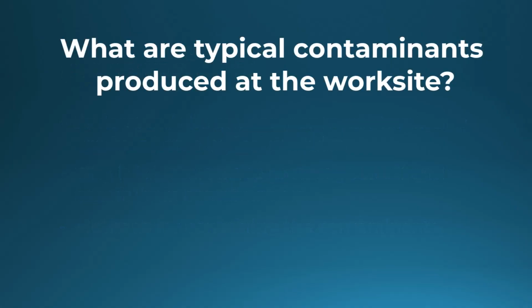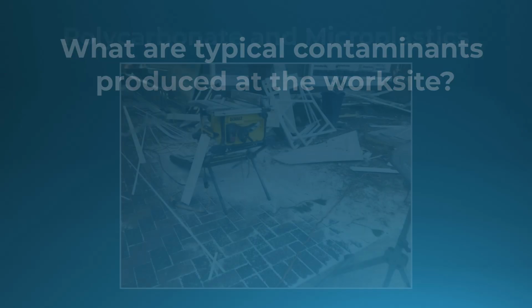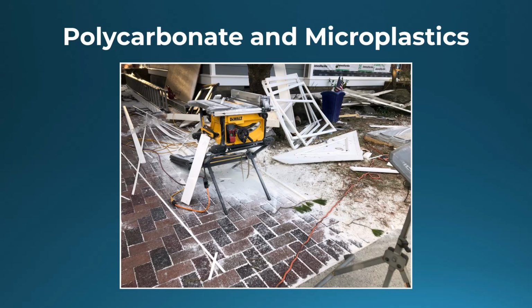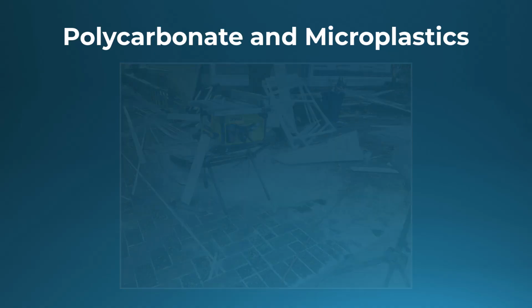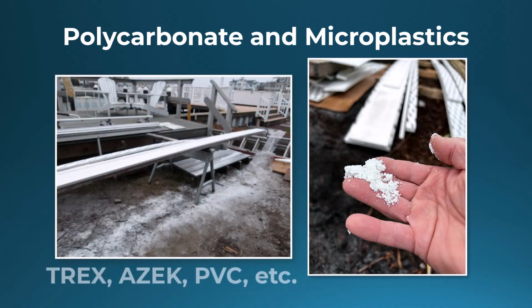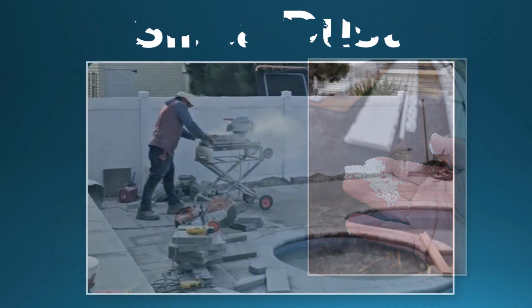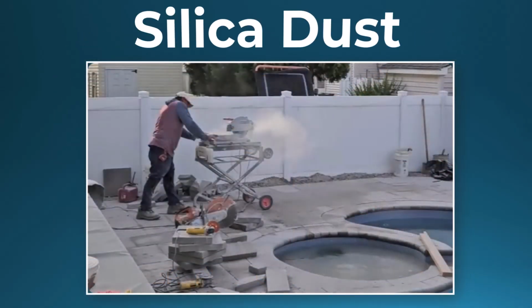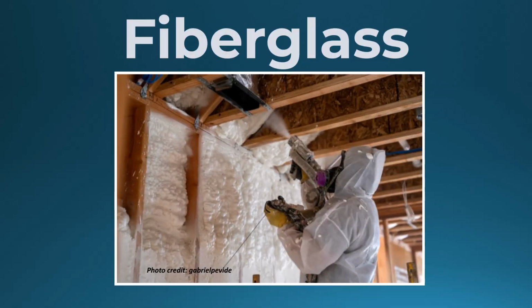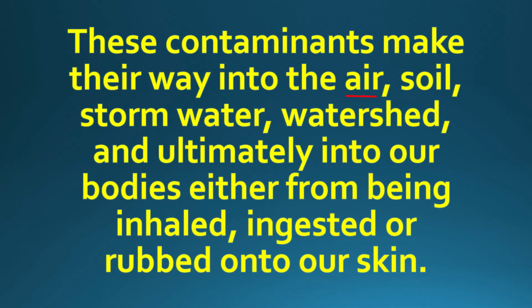So, what are typical contaminants produced at the work site? Polycarbonate materials and microplastics from items such as vinyl siding, vinyl railing, Trex, AZEK, PVC pipes, just to name a few. Silica dust from cutting and grinding pavers and cement products. And of course, we have fiberglass. These contaminants make their way into the air, soil, stormwater, watershed, and ultimately into our bodies, either from being inhaled, ingested, or rubbed onto our skin.